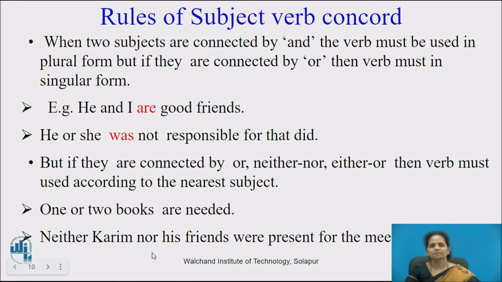Neither Karim nor his friends were present for the meeting. Now in this sentence also the nearest subject to the verb is his friends. Now this subject is in a plural form, that's why we have to use the verb also in a plural form.